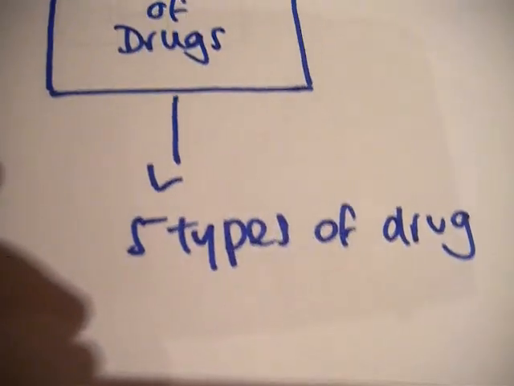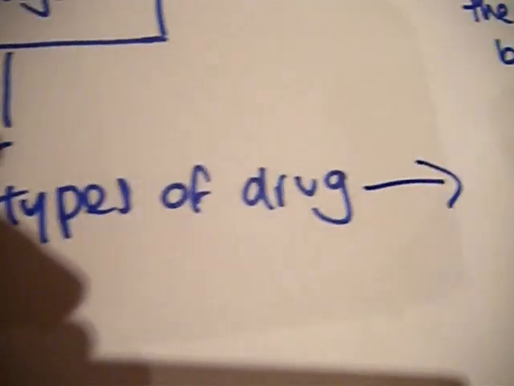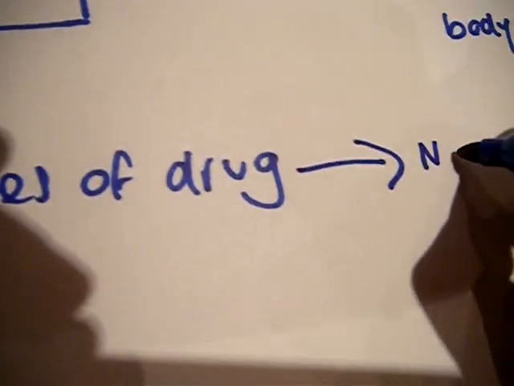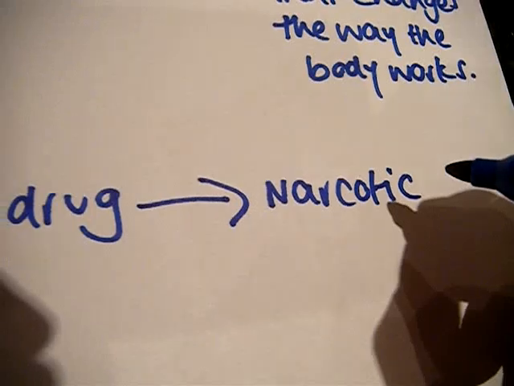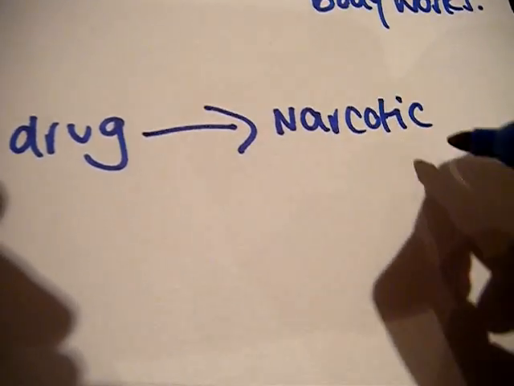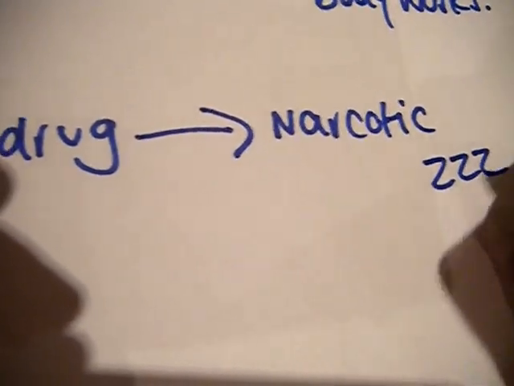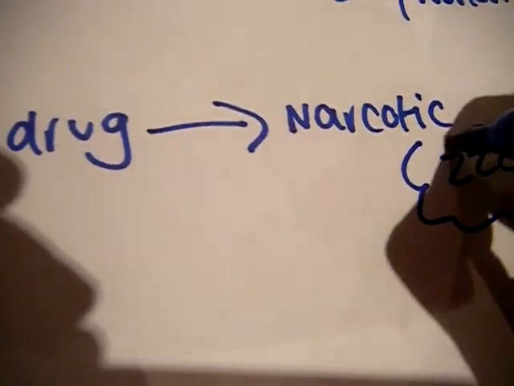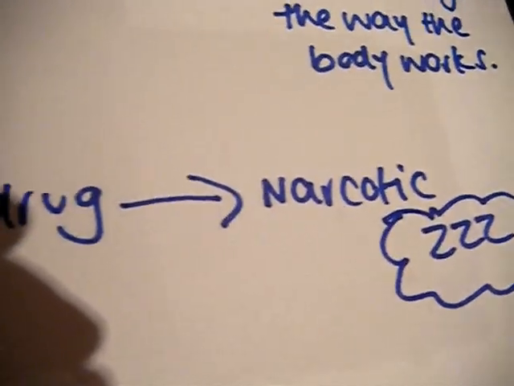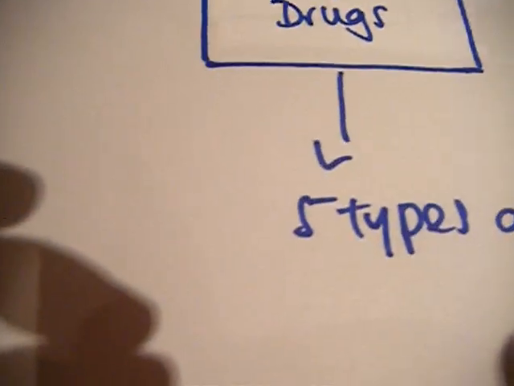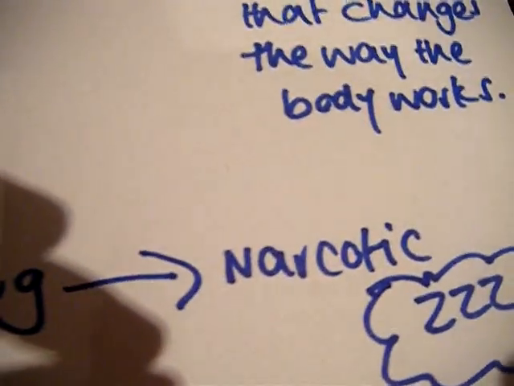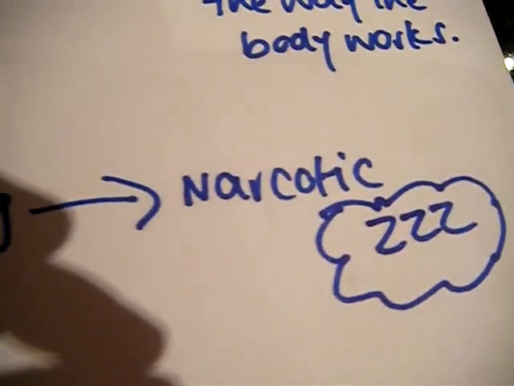So under the 5 types of drugs, we need number 1, narcotic. This is the drug that makes you fall asleep. So all I'm going to do is put some Z's there for sleep, and that'll remind me when I look back at my mind map that one of the 5 types of drug is a narcotic and it makes you fall asleep.